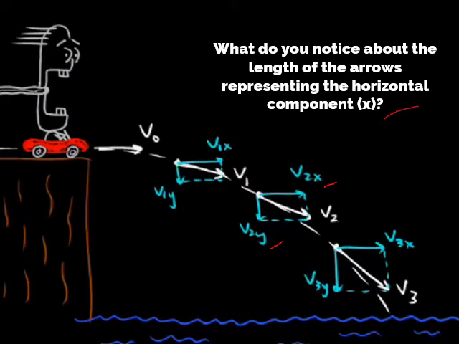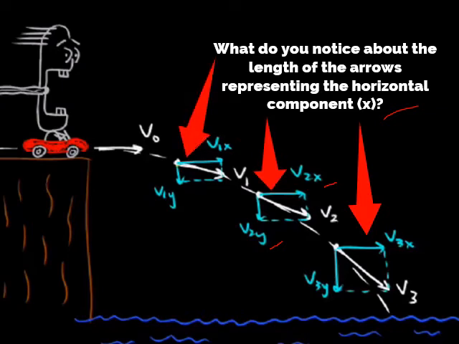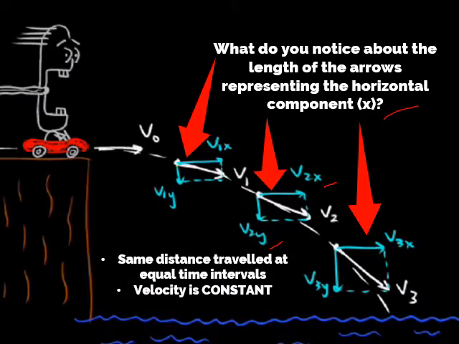Let's read. It says, what do you notice about the length of the arrows representing the horizontal component or the x component? So, notice, are there changes? Are there changes? Let's show the arrows. Do you notice some changes in the length of the horizontal components or the horizontal arrows here? If you observe, there is none. Okay, so therefore, what happens? Here is the answer.